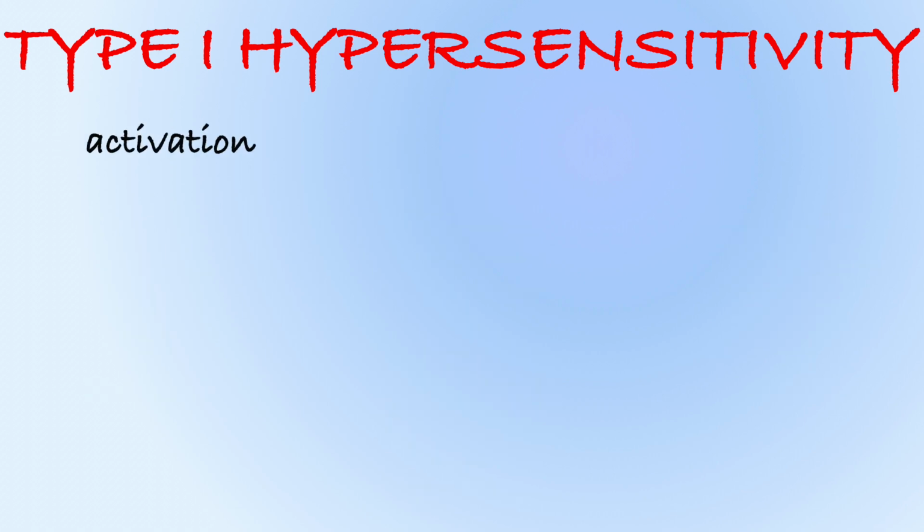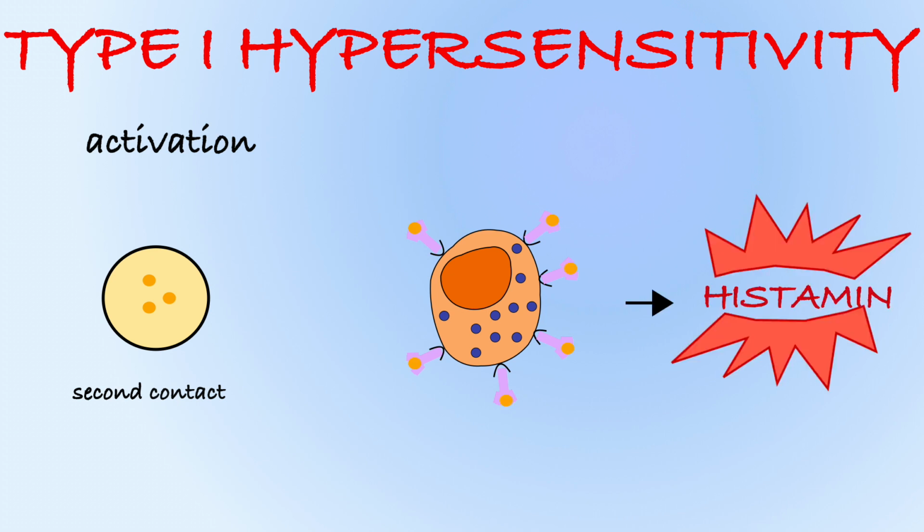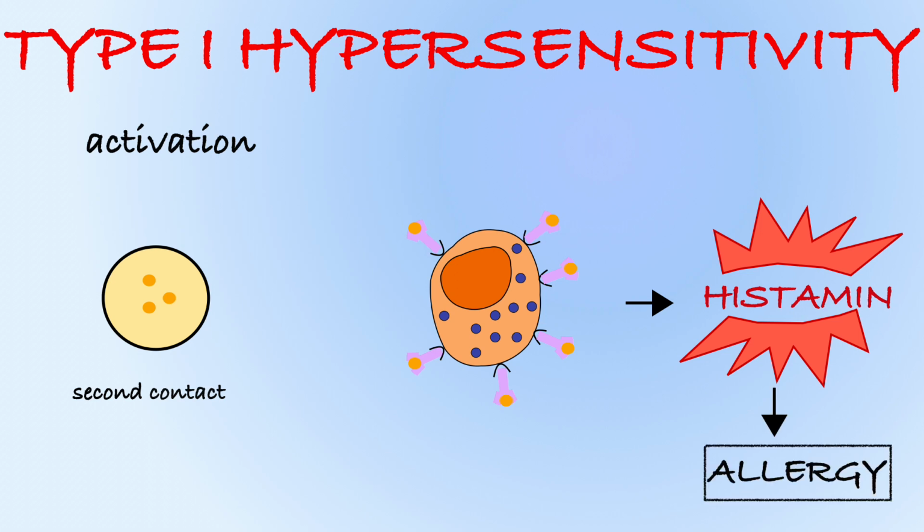Activation stage, when a person comes into contact with an allergen for the second time. Mast cells and basophils are activated when the allergen binds to the antibodies on their surface, resulting in rapid release of histamine and other inflammatory substances called mediators, which leads to local or systemic symptoms of allergy.